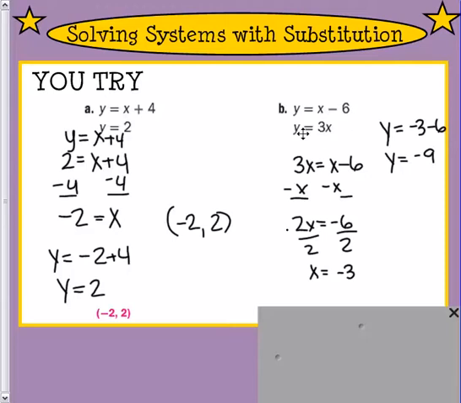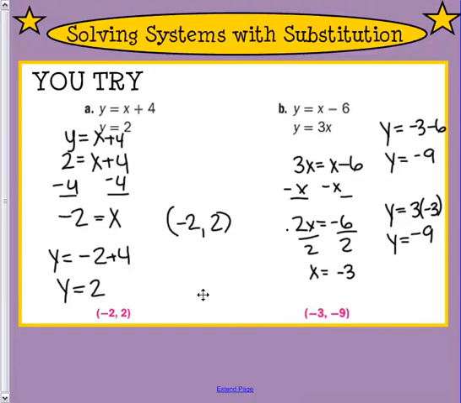If I plugged it back into this other equation that has the x in it, notice this one didn't have an x, so I could only use one. But if I plug it into this one, it still works. I still get negative 9 equaling my y. So the point is negative 3 comma negative 9.